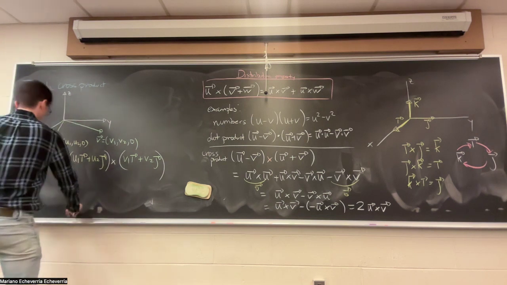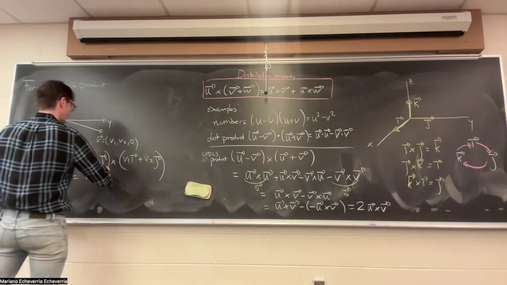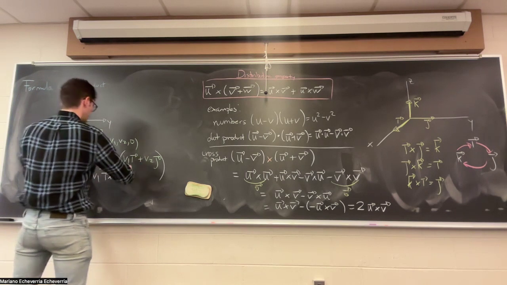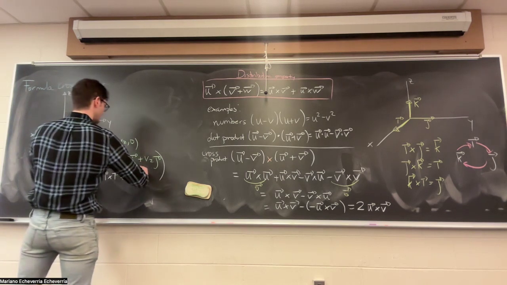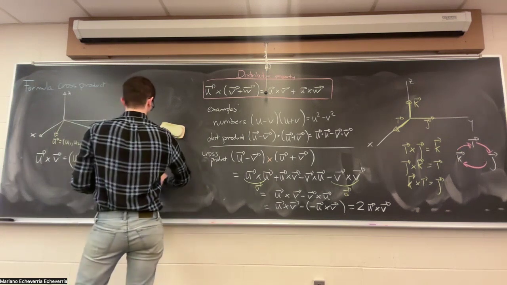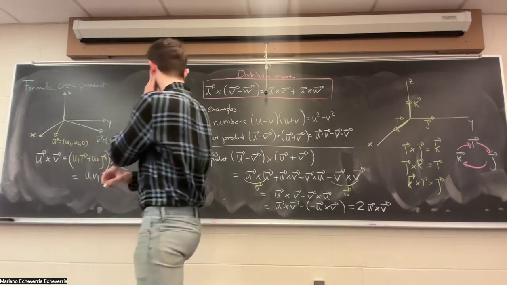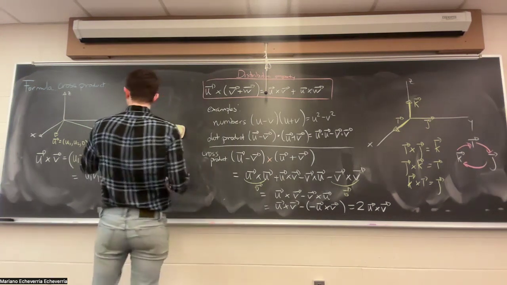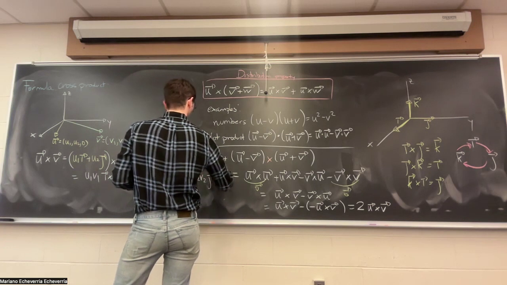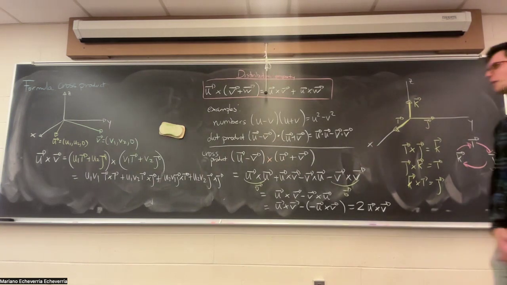Similar to what we just did for the difference of squares formula, let's just distribute it. So you get U1 V1 I cross I, plus U1 V2 I cross J, and then U2 V1 J cross I, and then U2 V2 J cross J. Is that okay? Let me give you a second to copy this.